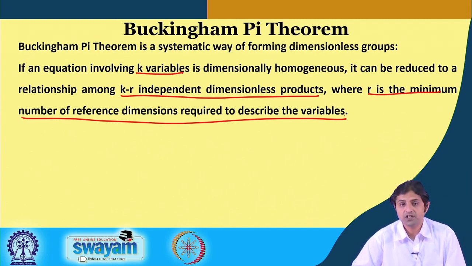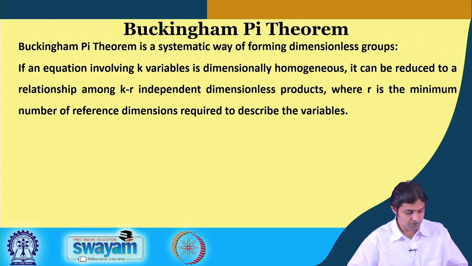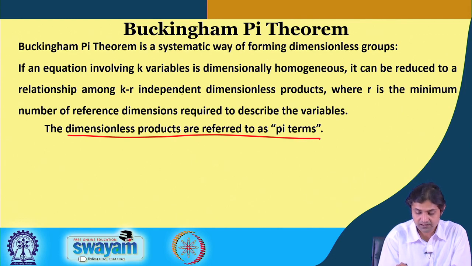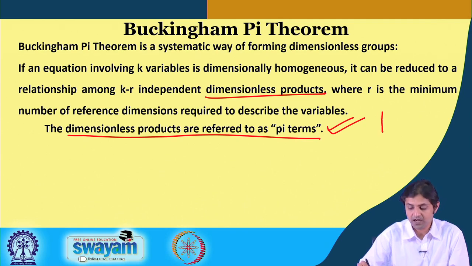Just telling you an example, this r will be either 1, 2 or 3, because there are only 3 dimensions, right. I mean in principle M, L and T, or F, L and T. We will see question by question, and there will be cases in which this r is only 2, because we do not deal with, for example, mass at times. Okay. So, k minus r, that is the key. We will go into more detail soon, and these dimensionless products are called pi terms.